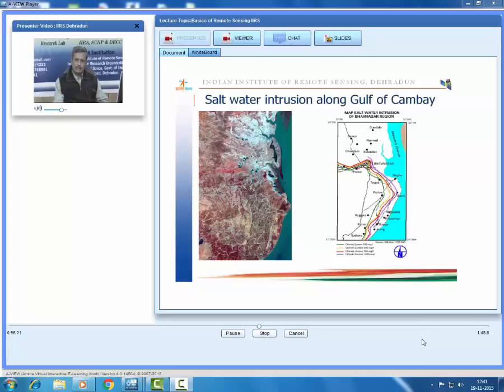Bhavnagar city is over here. This is the Bhavnagar creek. There are another two small creeks coming over here. They are all salt pans. Gujarat produces maximum salt in India, and because of this extraction of the groundwater for making salt in the surrounding coastal region, it invites lots of saline water inside the freshwater aquifer.